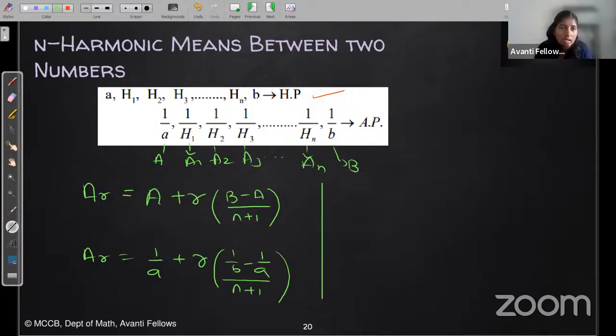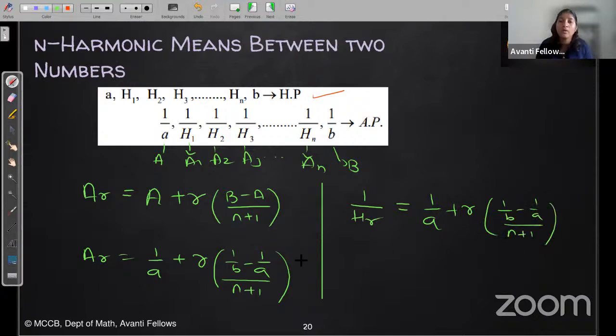Now, AR is nothing but 1 by HR. So 1 by HR will be equal to 1 by A plus R into 1 by B minus 1 by A divided by N plus 1. So this is how we find the Rth term, okay? HR. Just compute this. Solve until this point. When you find the value of this, take a reciprocal of it. When you take a reciprocal of it, you will get Rth harmonic mean between A and B, okay?